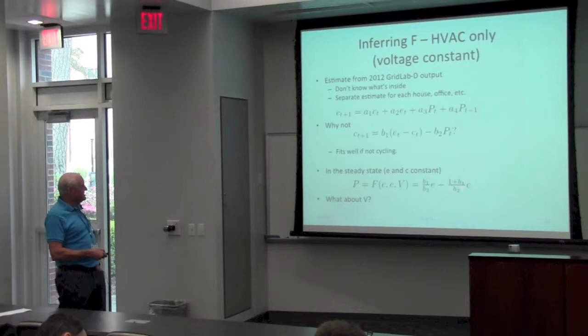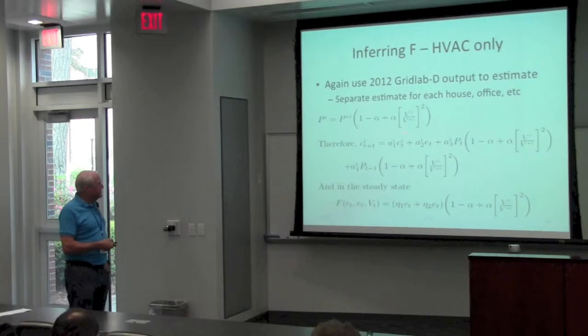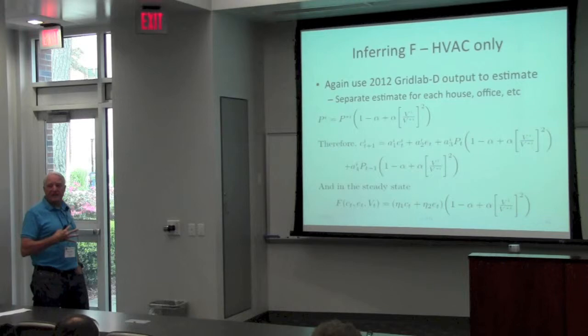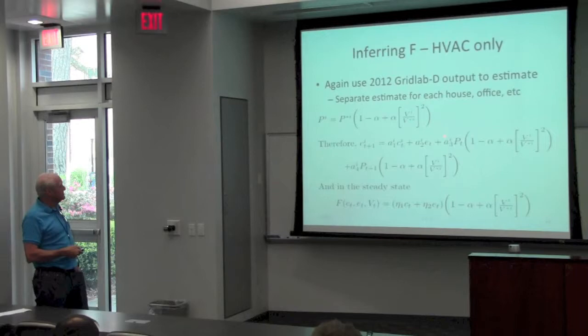In the steady state, you get something that looks pretty simple. It's just linear. But we have to add in voltage because we're going to worry about controlling voltage, and part of the gains we get is by being a better control of voltage in the system, lower voltages. The power you get is multiplied by that, so we just add that term in, and we get something that looks like this. The A parameters are all identified individually by household. The alpha is just a constant across the whole system. It's one number for everybody.